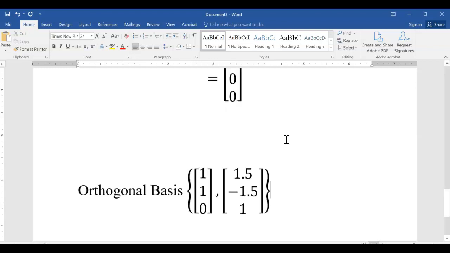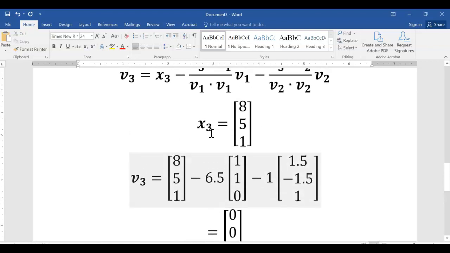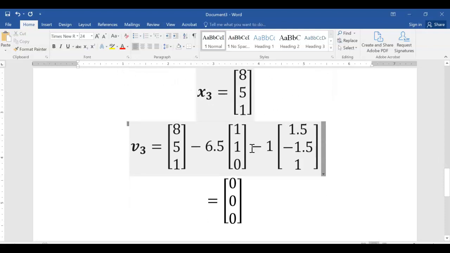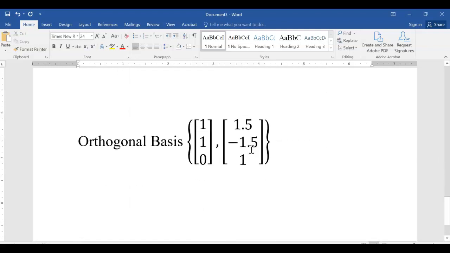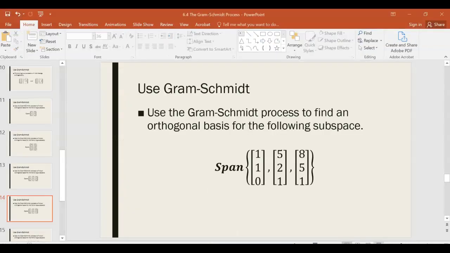So that's what's going to happen if we have an x3 which is linearly dependent upon x1 and x2, which means it would be linearly dependent upon v1 and v2. We get a 0 vector, and then we just ignore that in our set. Now that's not going to come up a whole lot, but it could come up.